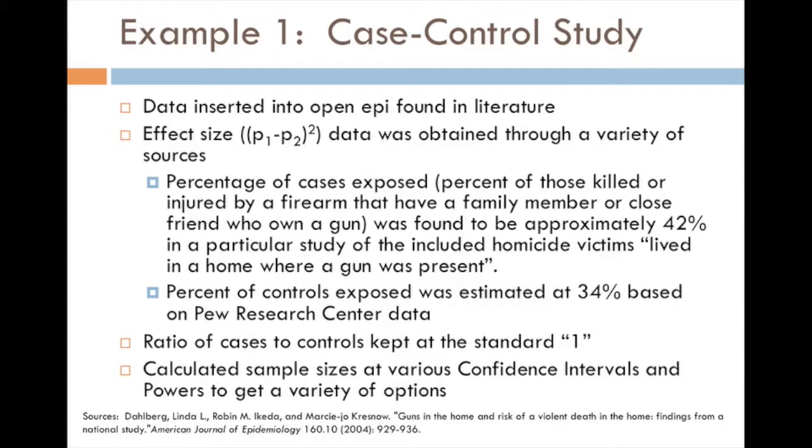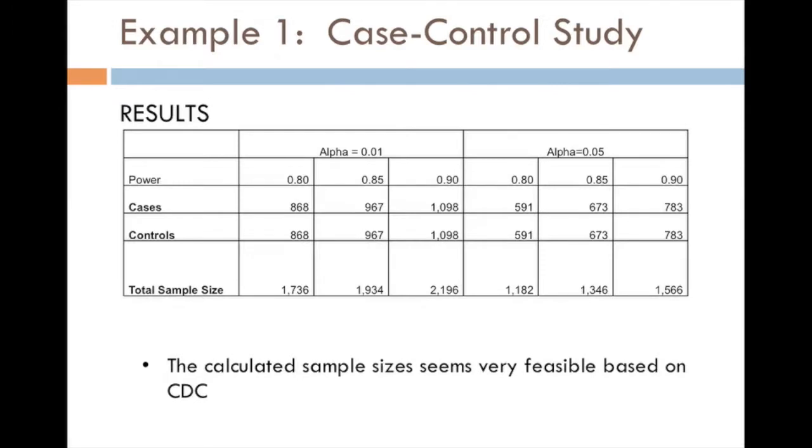This information was entered into our sample size calculator. Sample sizes were calculated for various confidence intervals and power. Here we have the sample sizes we would like to propose the researcher uses for our study. The calculated sample sizes seem very feasible, given that for 2013, the CDC reported over 33,000 firearm deaths. With firearm injuries added to that number, it should not be difficult to obtain up to 2,000 cases.